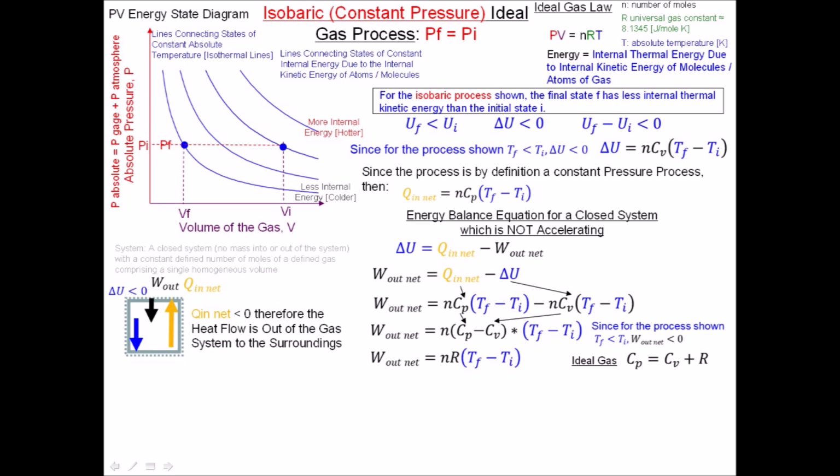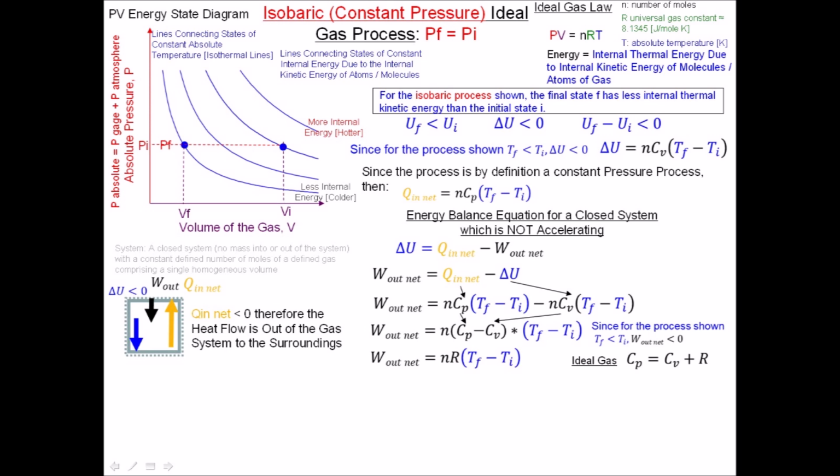So we can substitute R in for that difference in molar specific heat and have an equation now for the work out net. And looking now at the PV energy state diagram, we know that the final temperature is less than the initial temperature, therefore delta T is negative. Therefore, N times R times this negative term is also negative, so the work out net is negative.